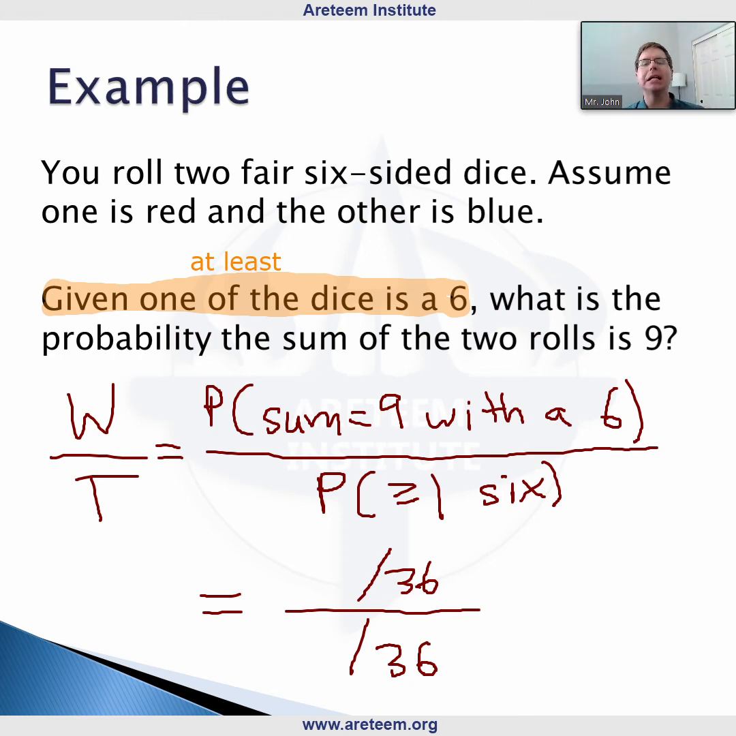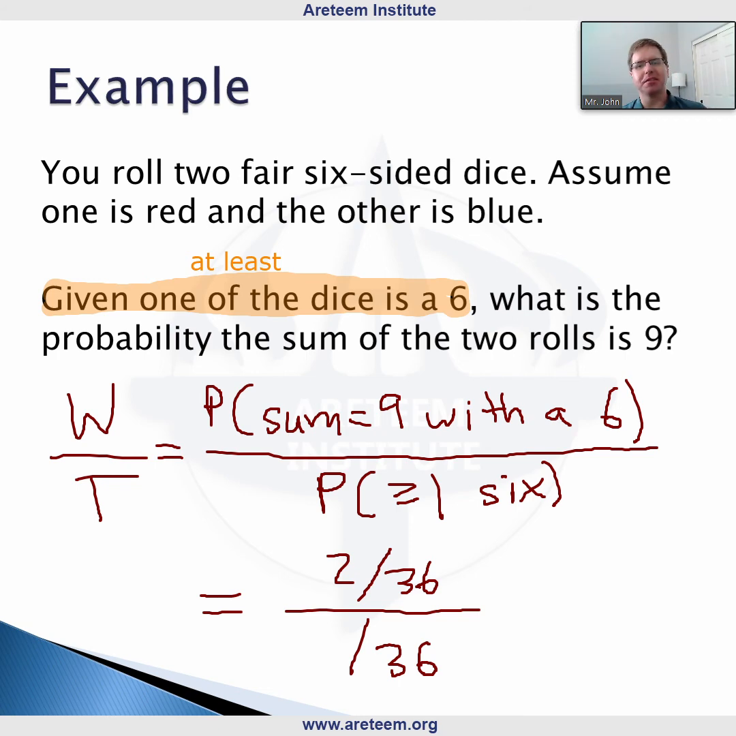So how could we get a sum of 9? Well, it still has to be 6 and 3, but it could be 6 and 3 red-blue or blue-red. So there's actually 2 out of those 36 outcomes in that case, where the sum is a 9 and one of the two numbers is a 6. Now, how many of the 36 outcomes have at least one 6? We want to be careful about that.